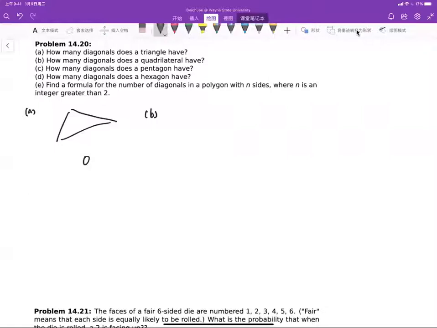Then for question B, how many diagonals does a quadrilateral have? For a quadrilateral, we just need to connect the points: if we connect those 2 points, and connect those 2 points, there will be 2 diagonals. Anything else? No, that's all. Then let's look at question C.